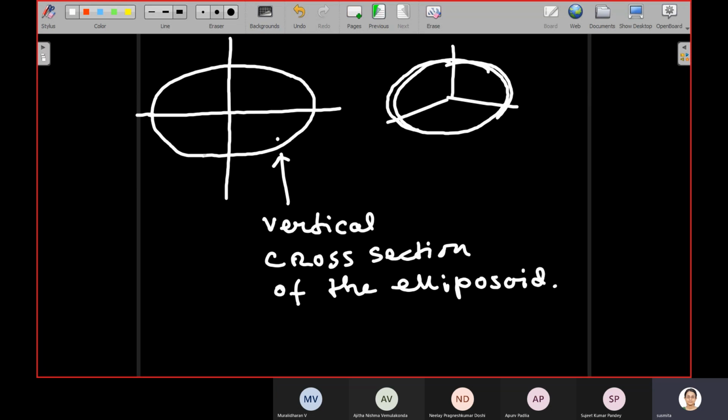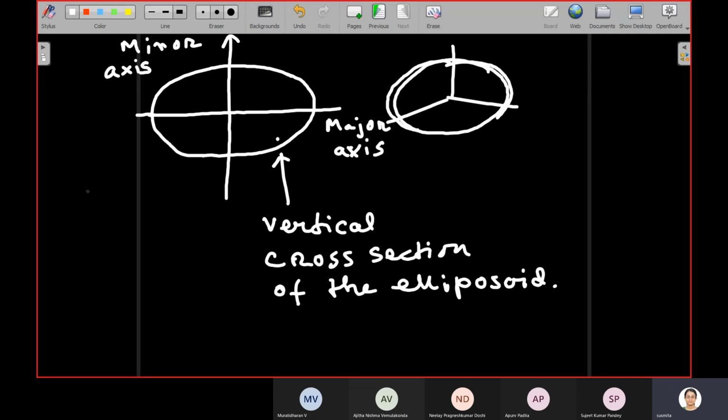Now the parameters of this ellipse actually determine the shape of the ellipsoid. So let's define the parameters of the ellipse that generates the ellipsoid when it is rotated about its minor axis. So this is the major axis, and this one is the minor axis.